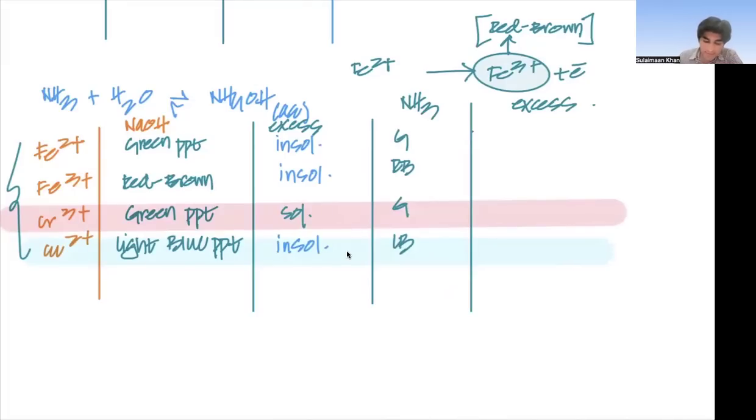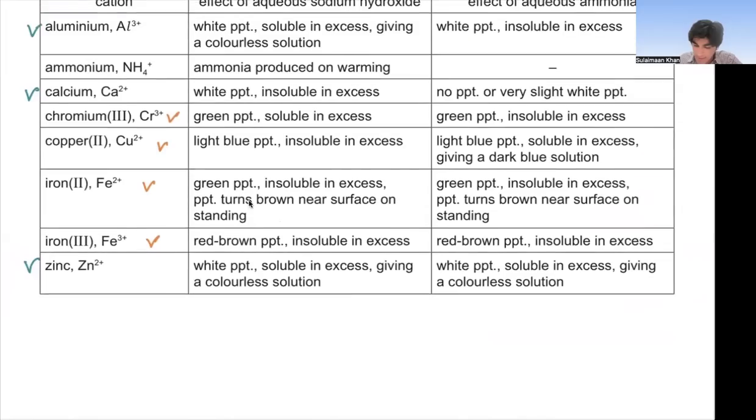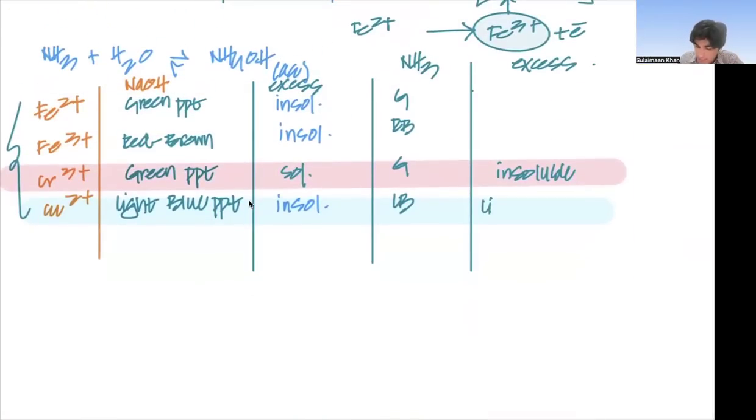Because what you'll realize is that this chromium 3 plus, which was soluble in sodium hydroxide, now changes its face. Now it becomes insoluble, which means that the green precipitate will remain. And with the copper 2 plus ion, the light blue precipitate dissolves. When I'm saying it's soluble in excess, this means that the light blue precipitate dissolves to give you a dark blue solution. So I'm going to write here: the light blue PPT dissolves, it's soluble, to give a dark blue solution.